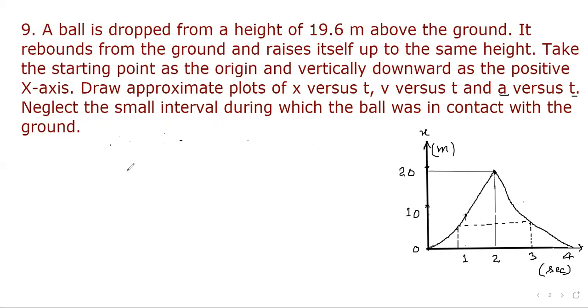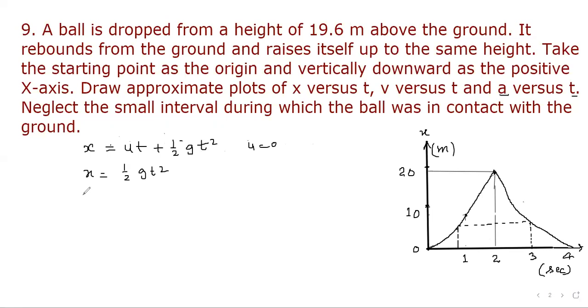So here we write the equation of motion x equal to ut plus half gt square. Here g is 9.8 meter per second square. So here u is 0, so x equal to half gt square.